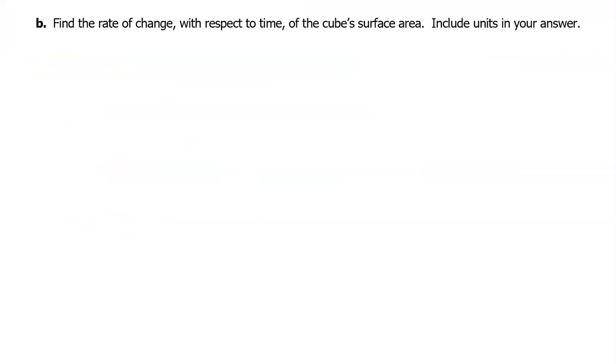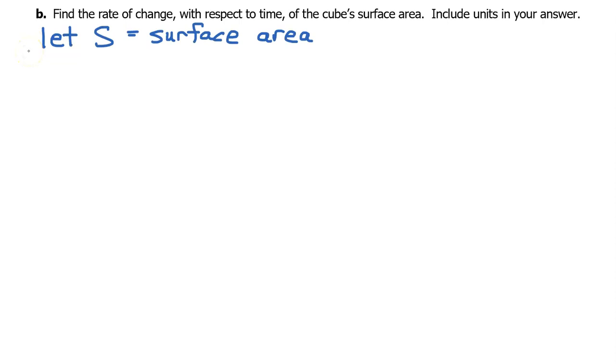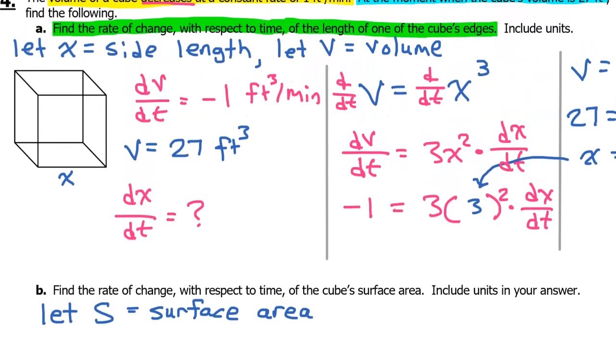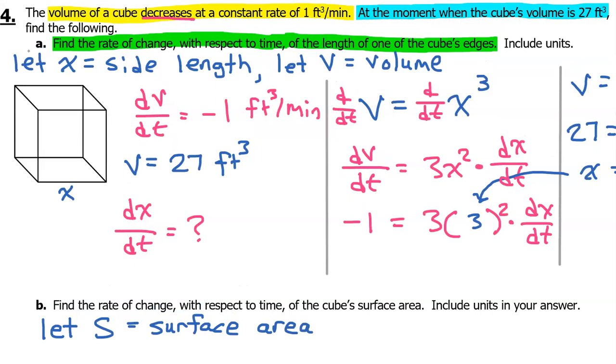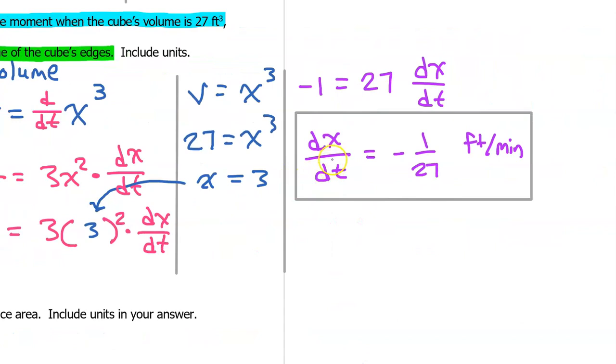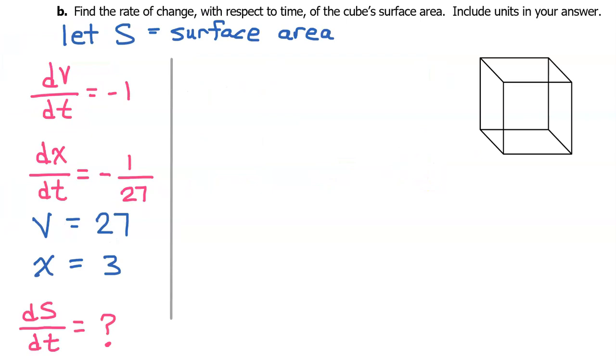Part B says find the rate of change of the cube's surface area. So first of all, let S equal surface area. Now let's look back over part A and copy down the inventory that we already know, like dV/dt equals -1, volume equals 27, and even just in case we need it, let's write down that dx/dt is equal to -1/27. So here are the 4 facts that we already know based on part A.